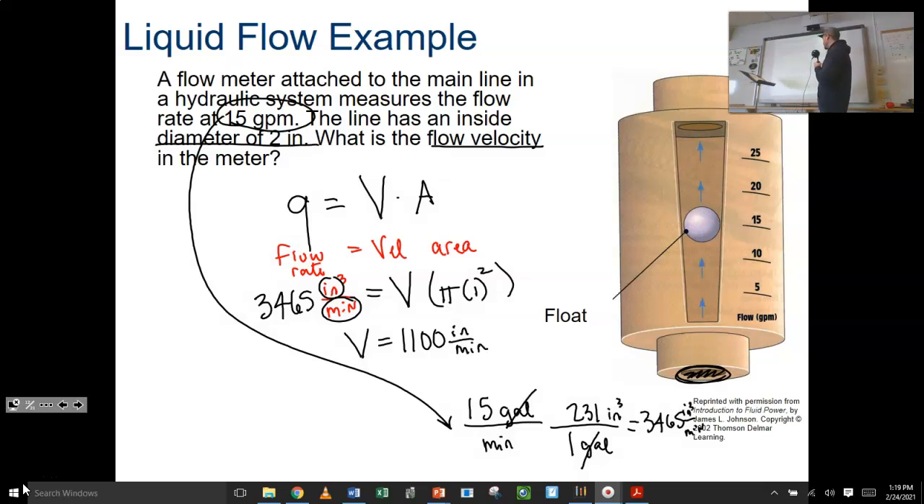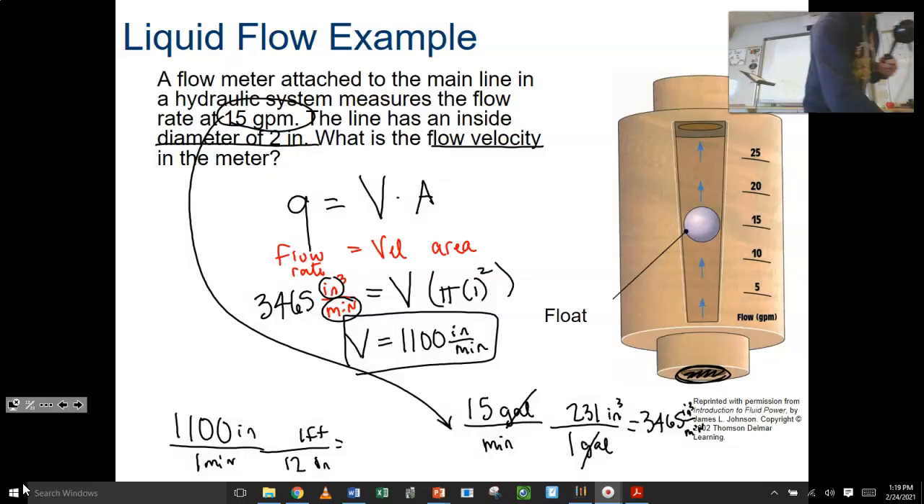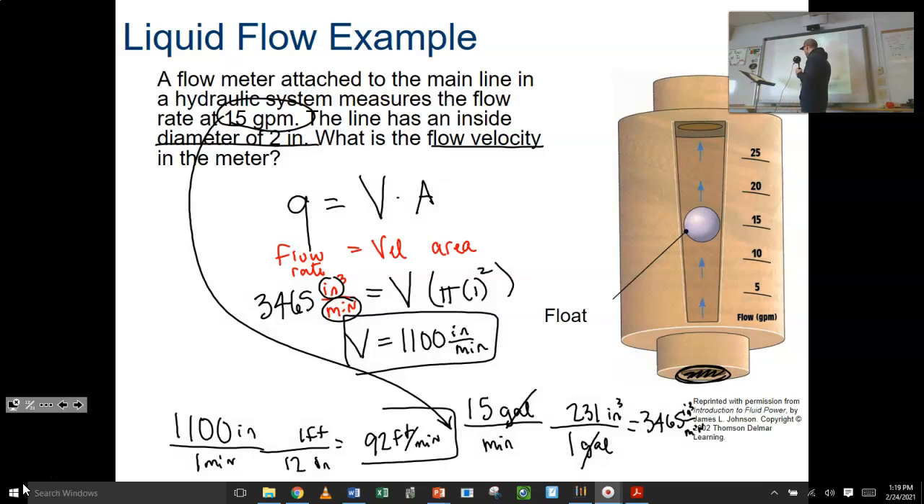So we could make that a little bit more user-friendly if you wanted to. If it goes 1100 inches in 1 minute, there are 12 inches in 1 foot. So if you take 1100 divided by 12, you get like 92. So that's 92 feet per minute. So this goes about 92 feet every minute. That's how fast this stuff is going through the lines.